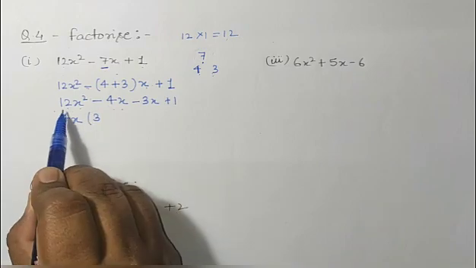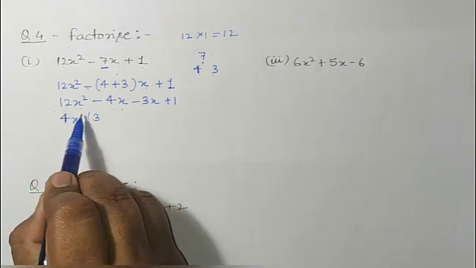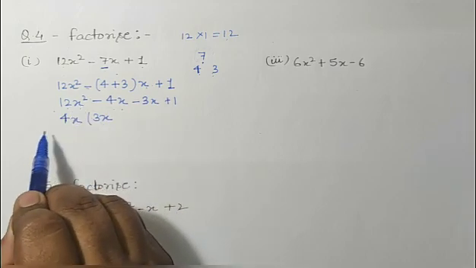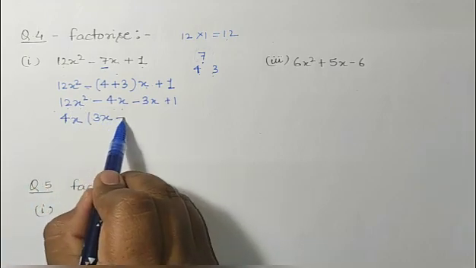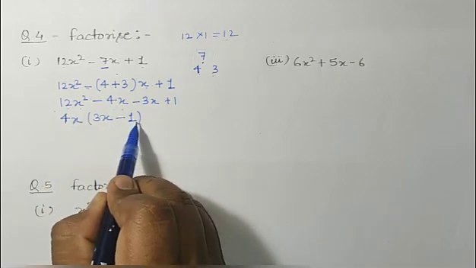So what will be left here? If we take 4x common, 4 3s are 12, so 3 will be left, and here x, 1x we have taken common, so x will be left. Now 4x, the whole we have taken common, so only 1 will be left.